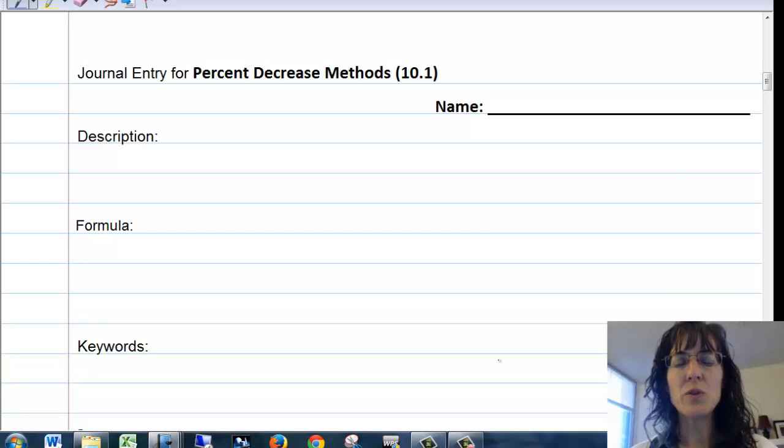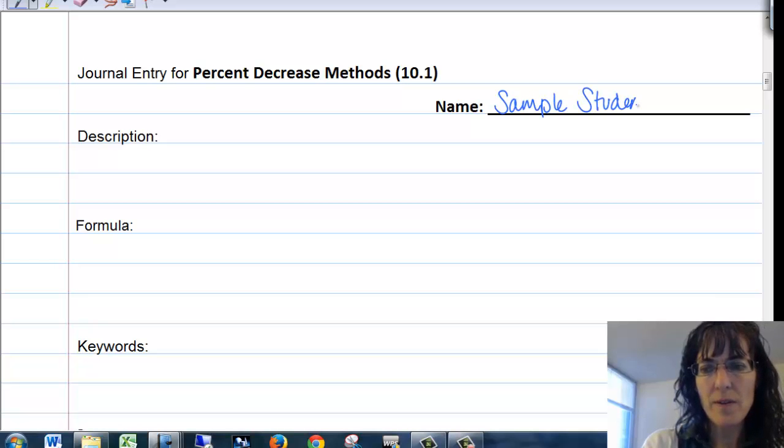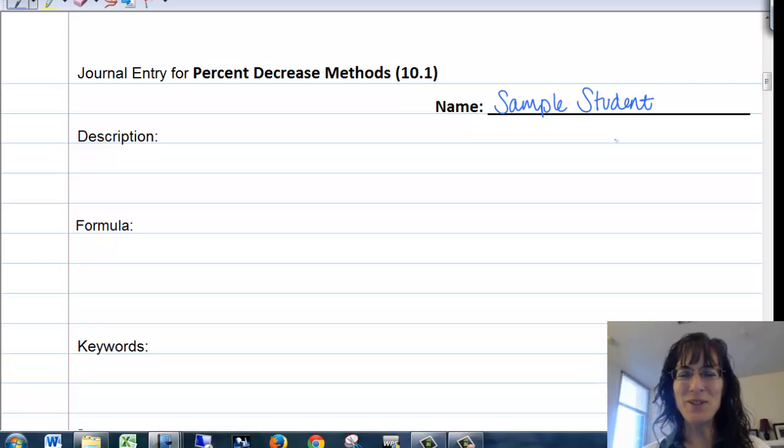Now let's do the journal entry for percent decrease methods. And this will be sample student. And you will please put your own name.